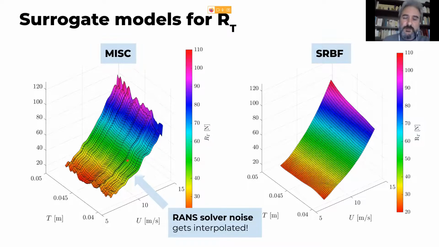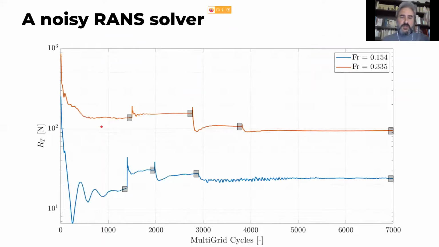And because you're interpolating the noise, you get this noisy surface. What is this noise coming from? This noise is coming from the fact that we have a multi-grid solver. In particular, our multi-grid solver switches from one grid to the next finer grid with a certain criterion on the residual. But the residual of the Navier-Stokes equation is one thing, and another thing is the actual computation of the quantity of interest.